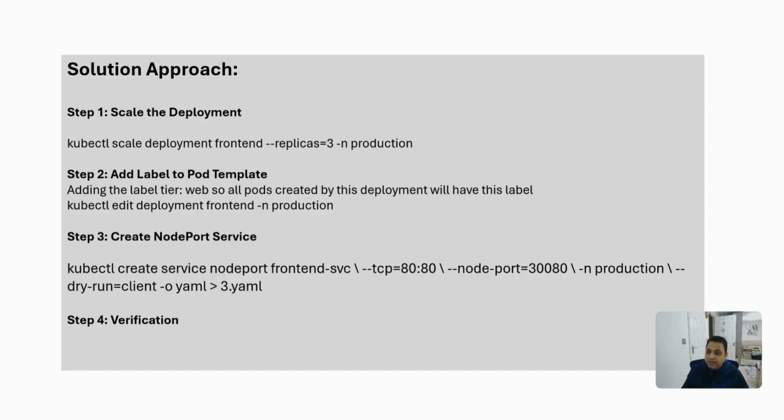And step 3 will create a node port service. Either you can directly create your YAML configuration file to do it, or you can use the imperative command to create it, and later on we'll edit it and add the pod template label, so that the pods you modified will be selected. So let's now go into the hands-on and see how it works.